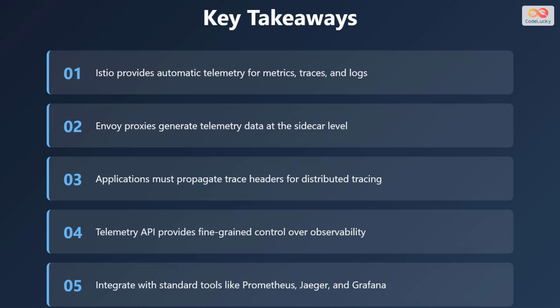Fourth, the Telemetry API provides fine-grained control over observability, allowing you to customize telemetry generation for specific workloads and optimize performance. Finally, Istio integrates seamlessly with standard observability tools like Prometheus, Jaeger, and Grafana, making it easy to visualize and analyze telemetry data using familiar interfaces.